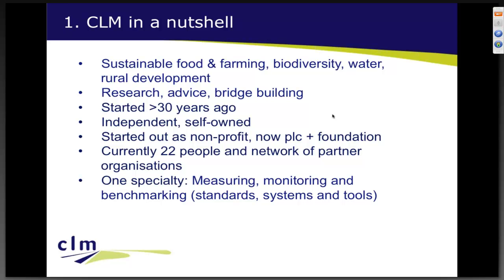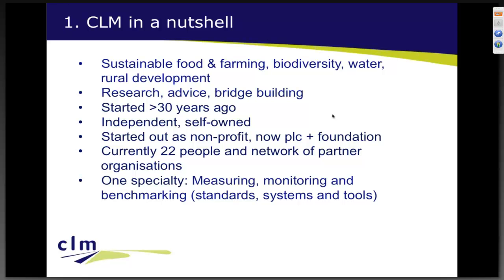This is CLM. We're an organization in existence for about 30 years in sustainable food and farming, bridge building, advice and research is our work, and we own ourselves. We do from the start. Starting out as a non-profit, there's still a foundation at the moment. There's also a company which I'm heading, 22 people.